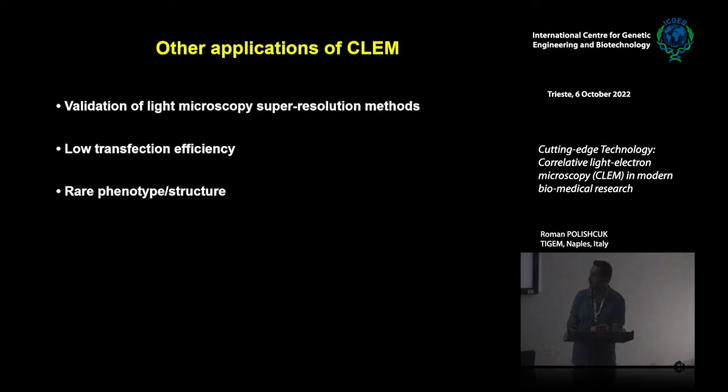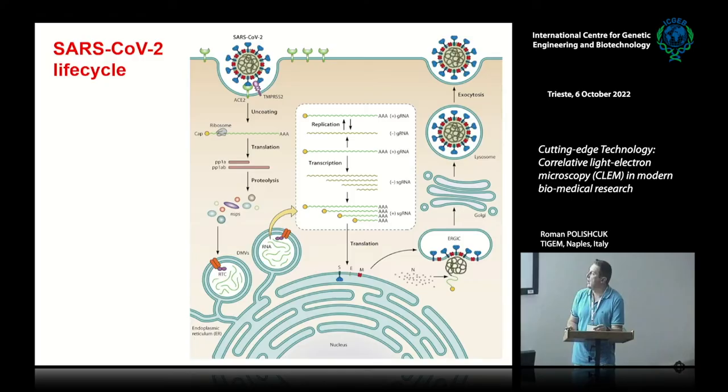So regarding low transfection efficiency, I would like to show an example which is related to a very hot topic, SARS-CoV-2. I'm sure that Mirko will explain much better the life cycle of SARS-CoV-2, but here just in a few words, a viral particle enters the cell and undergoes uncoating. Its RNA is translated into a couple of polypeptides, which are then cleaved into non-structural proteins. Non-structural proteins are needed to organize replication transcription centers and replication organelles, where actually replication of the genomic RNA of the virus occurs, as well as transcription of subgenomic RNAs.